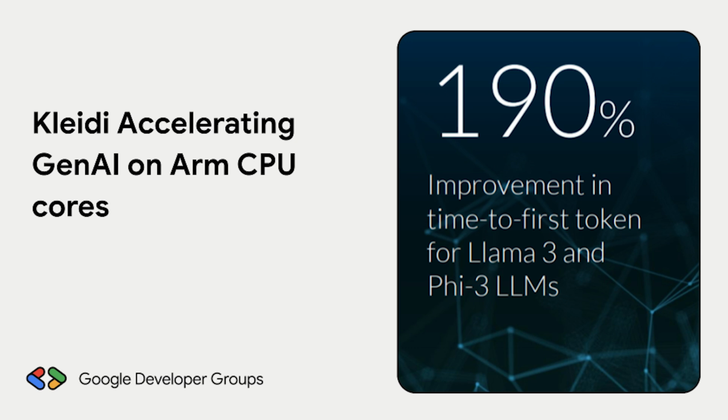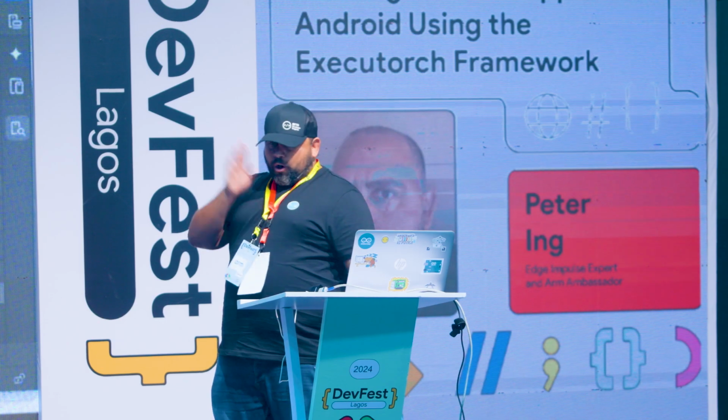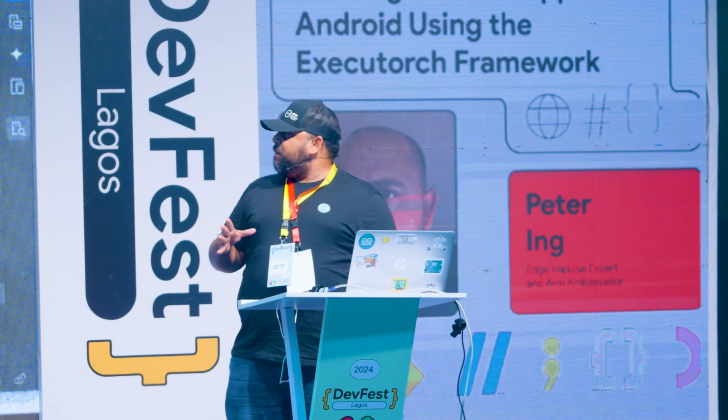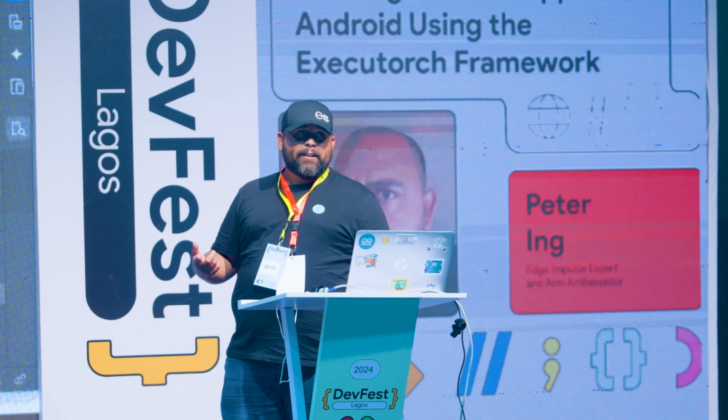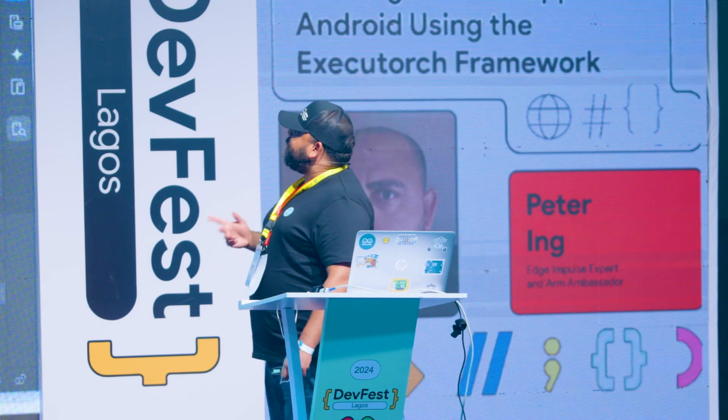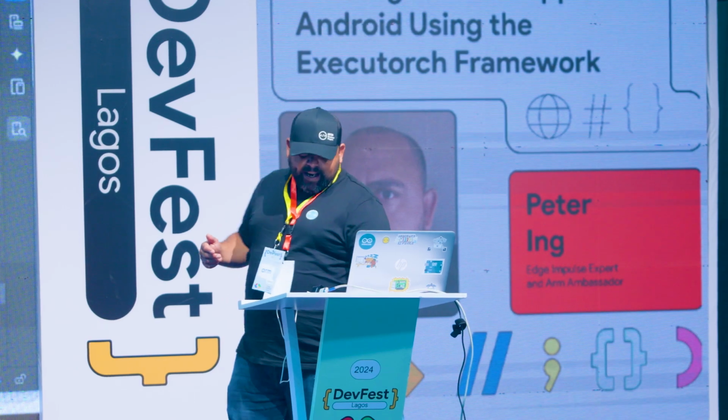So in other words, if you just use normal Executorch, XNNPACK, even on an ARM CPU or any CPU, you'll get a certain level of performance. If you use Kleidi, you get a 190% boost. That's quite a lot. And you'll see it in action shortly.